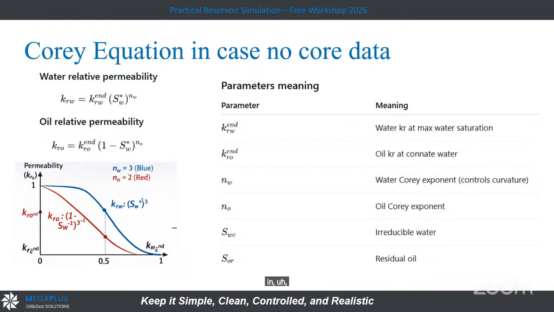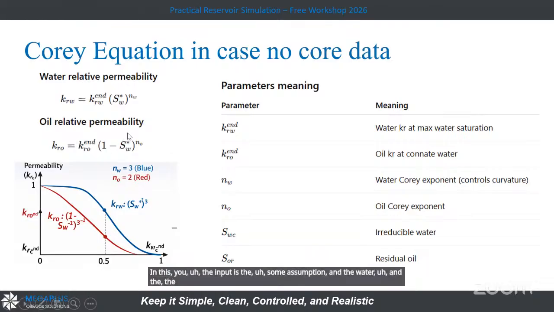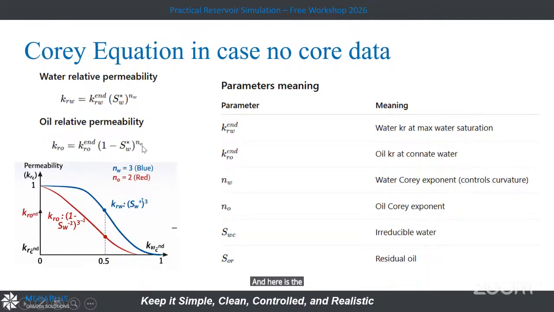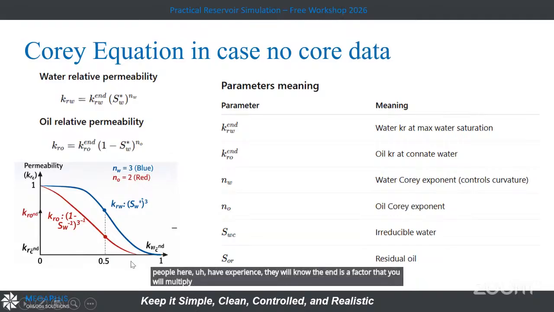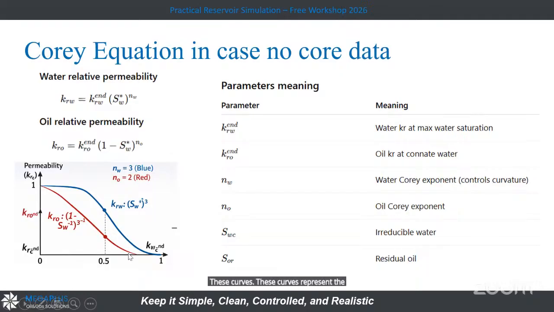In this, the input is some assumption and the normalized water saturation again. And here is the n. What is the n? The n, if people here have experience, they will know the n is the factor that you will multiply to smooth these curves. These curves represent the relative permeability across the saturation of each fluid.